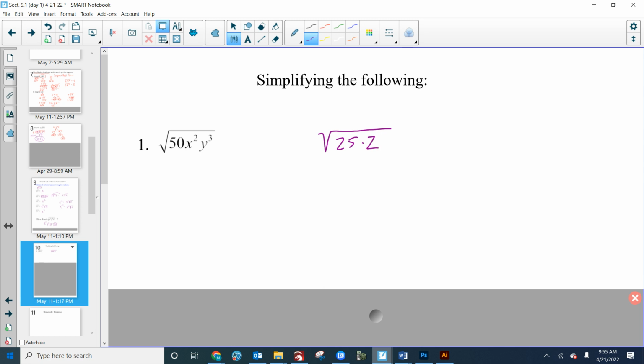What's the square root of 25? 5. I'm taking 5 out. What's left under? 2. Everybody with me? X squared, what can I take out? X. Is there anything left over x-wise? Nope. It's an even power. What about y to the third? Y squared times y, so I can take a y out. Very good. What's left over? You know there's going to be a y in there because it's an odd power. That is my answer.